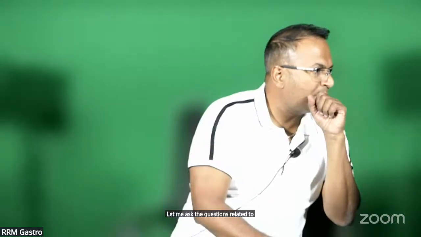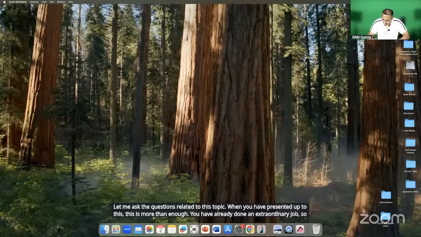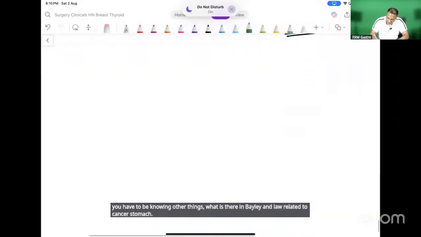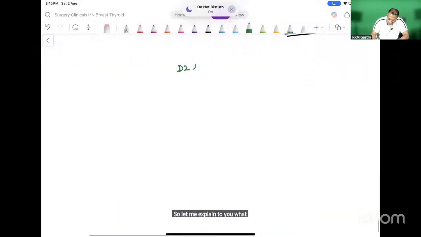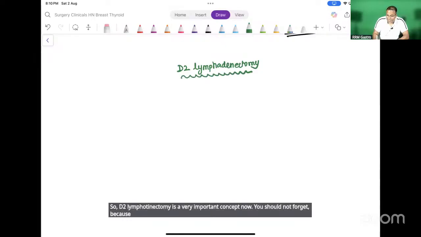Let me ask the questions related to this topic. What you have presented up to this is more than enough. You have already done an extraordinary job. But you have to know other things, what is there in Bailey and Love related to cancer stomach. So let me explain what this D2 lymphadenectomy is. It is a very important concept now. You should not forget it, because it was once upon a time a PG question. Now they have started asking this question for UGs also.